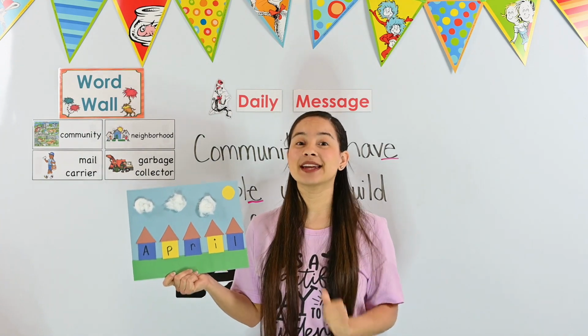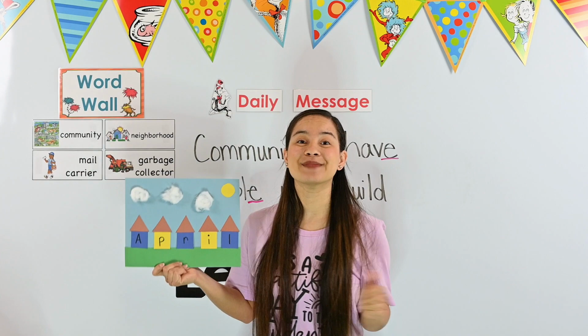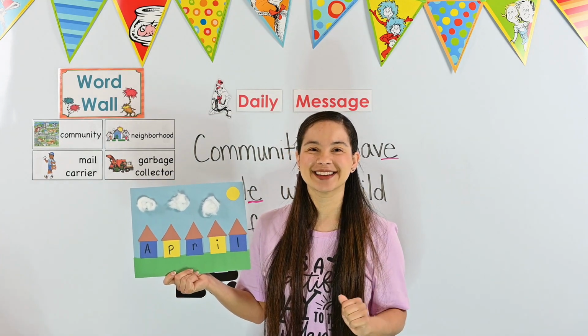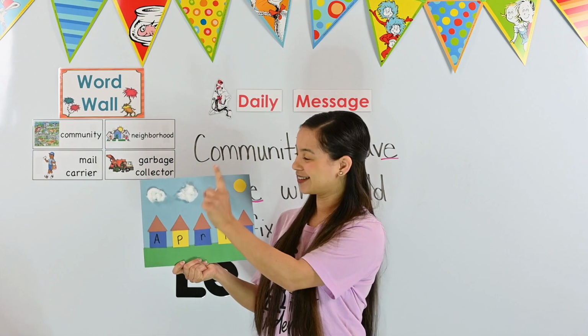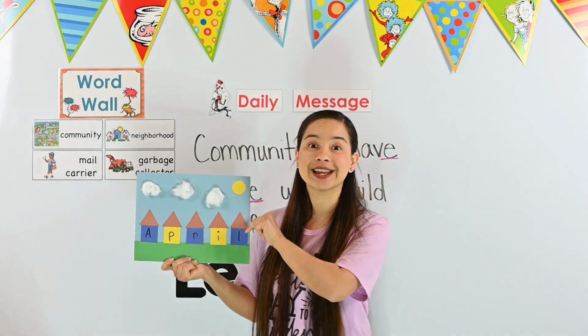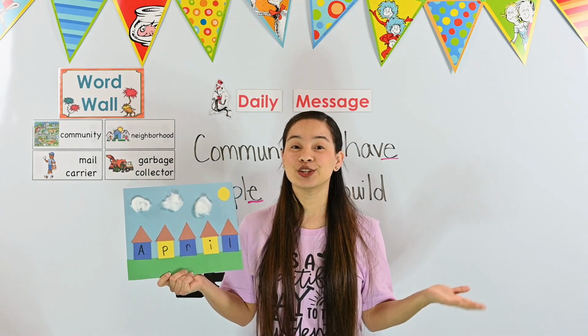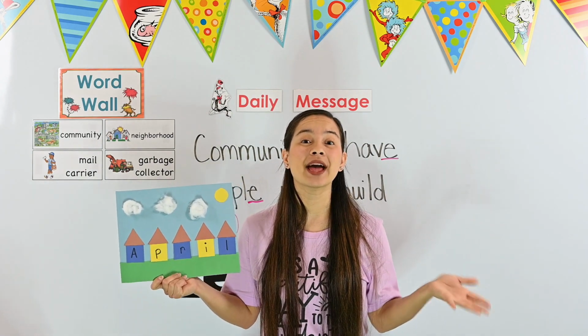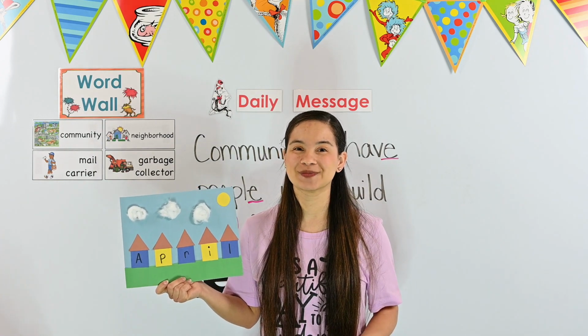And to make my neighborhood even more special, I used cotton balls to make clouds in the sky. How many cotton balls do I have? 1, 2, 3. 3 clouds in the sky. You can decorate your neighborhood however you want. It's yours, so make it special.